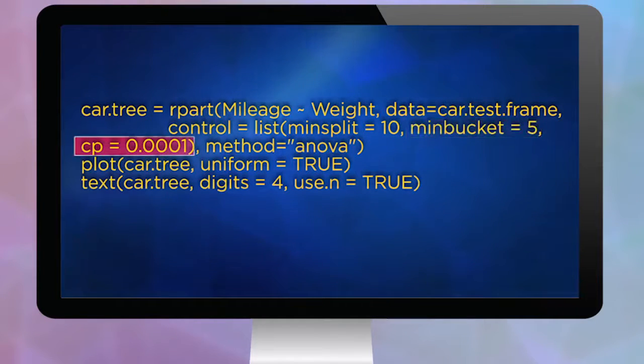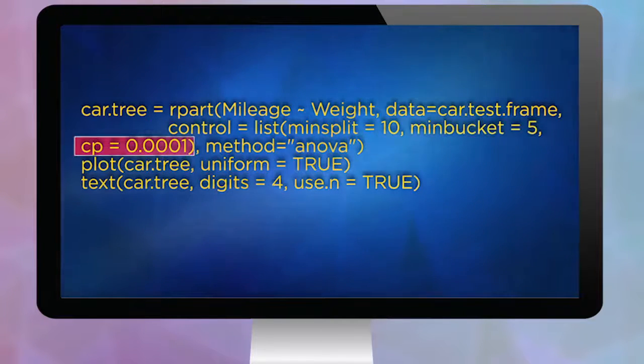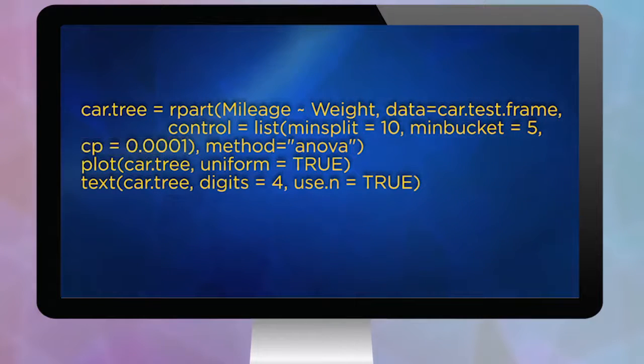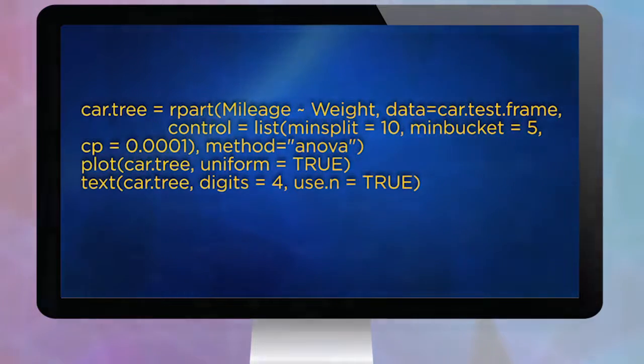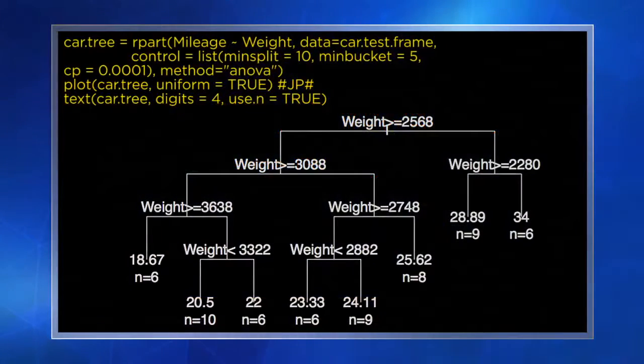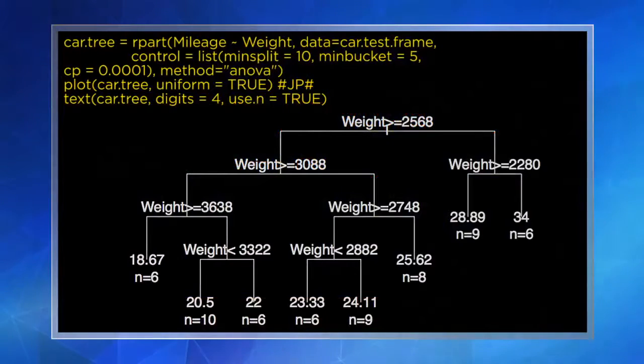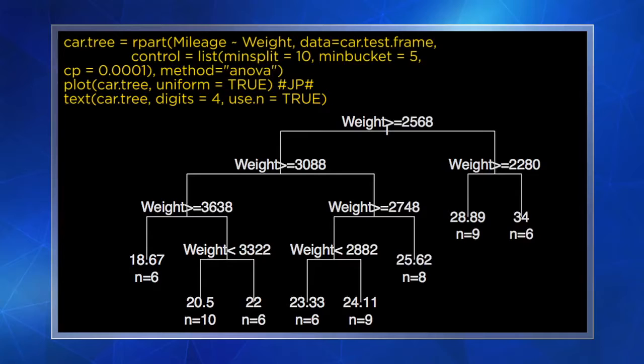We also have a complexity parameter called CP. Here we've set it to 0.0001. So any split that doesn't increase the overall R squared by at least CP at each step is not attempted. All right, so now here's our resulting tree. Notice we now have 7 splits, resulting in 8 nodes.